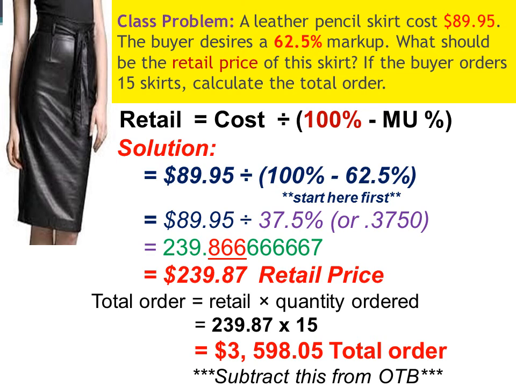The final task you will need to complete once you get the total order on your merchandise is to subtract this dollar amount from your open to buy. Remember, each time you place an order, each time you have an on order, you have to subtract that number from your open to buy retail value, because this is a retail price of the skirt. You need to subtract this from the retail open to buy in order to stay current on how much money you have available for your store.